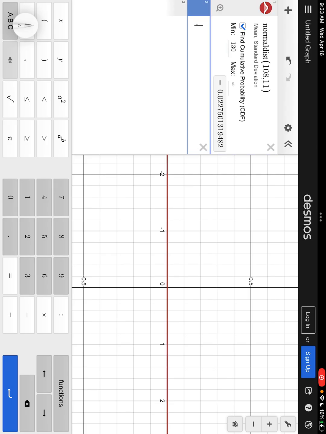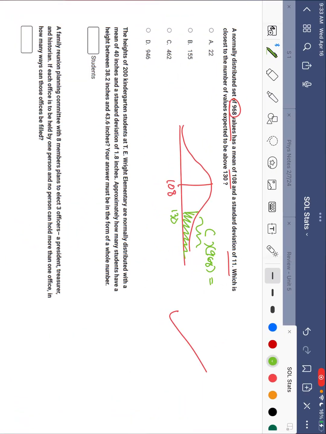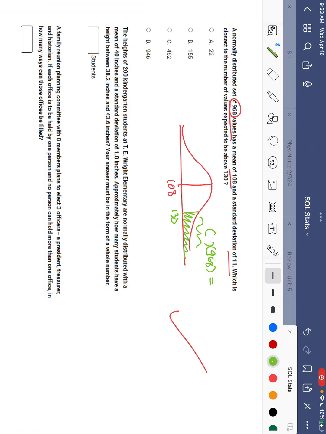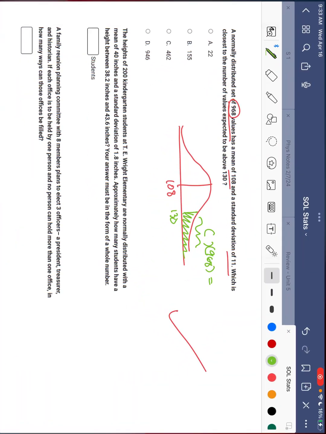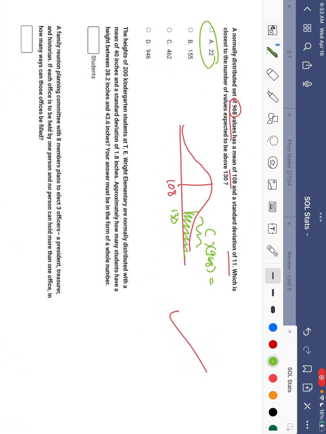So my next line, 0.023. I think I remember that it was 968. I'll go check real quick. Yeah, all right. So that's about 22. All right, so there we have it. All right, that's it for this part, and I'll go and do the rest of this, which is counting and permutations and combinations. All right.